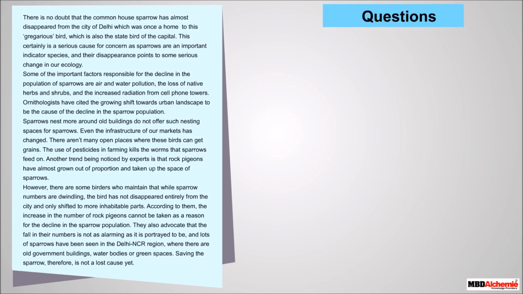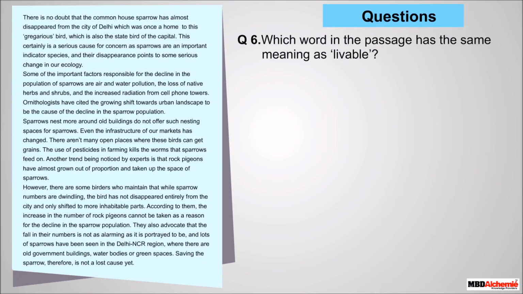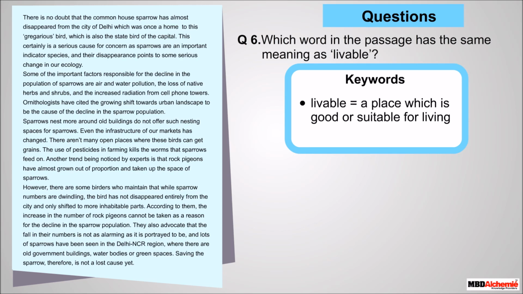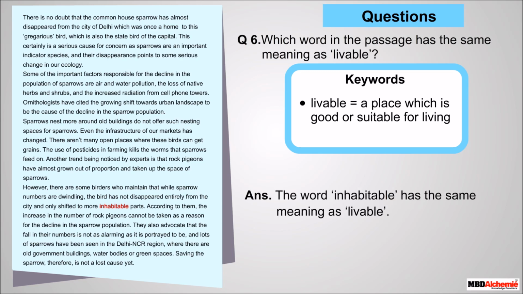The question is, which word in the passage has the same meaning as livable? The answer can be found in paragraph 3, as the clue indicates. This is a vocabulary-based question. The word livable means a place which is good or suitable for living. When we look at this paragraph, we see that the word inhabitable means the same. So, the answer is the word inhabitable has the same meaning as livable.